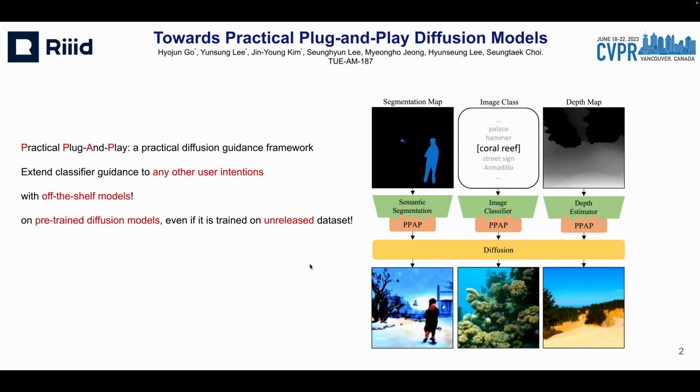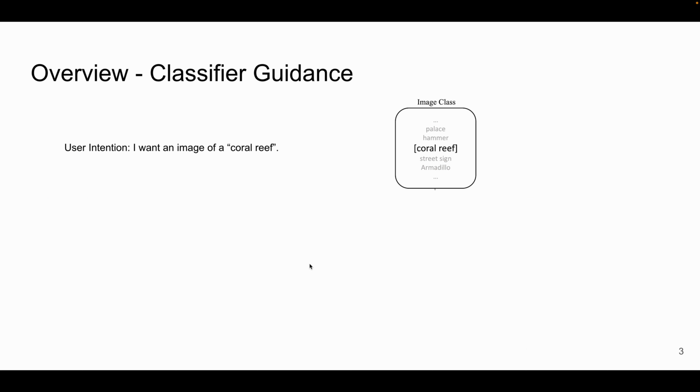Further, we present a practical plug-and-play PPAP framework which offers efficient fine-tuning and data-free knowledge transfer. PPAP guides diffusion successfully with fewer parameters and no label data, enabling various models to interact with publicly available GLIDE in a plug-and-play manner. Now, let's explain our work in more detail.